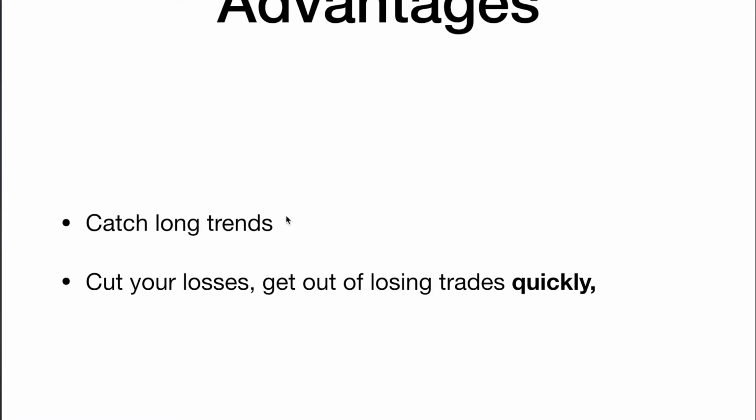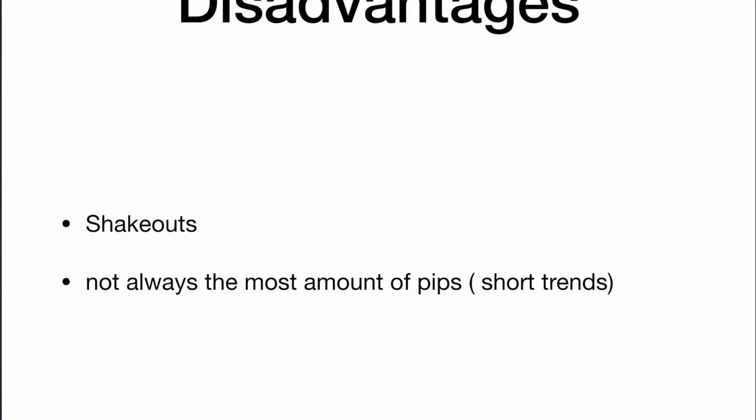And the advantage is that you can catch long trends, you can cut your losses, and get out of losing trades quickly, so the stop loss doesn't always get hit, which is good. The disadvantage is that you can get shakeouts. For shorter trends you don't get the most amount of pips, and oftentimes if you want to exit fast but not fast enough to be out of the trend early, you have to find the perfect mix. And I think that's one of the biggest disadvantages, because finding the perfect exit indicator isn't simple.